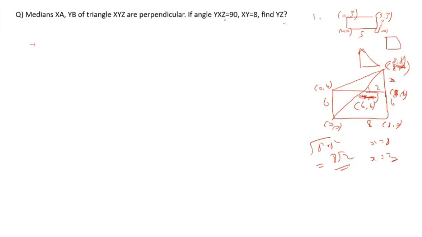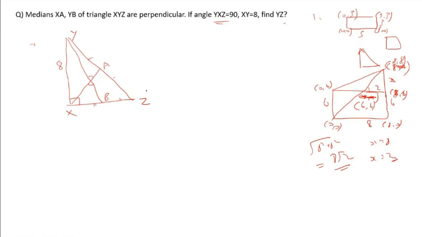So to demonstrate that only, I've added this question here. That medians XA, YB of a triangle XYZ are perpendicular. So there's a right triangle. Why right triangle? Because one angle is given as 90, angle YXZ is 90. XY equal to 8. XA and YB are perpendicular. These are both medians, so this is a midpoint, this is a midpoint. These are also perpendicular. XY equal to 8, find YZ.